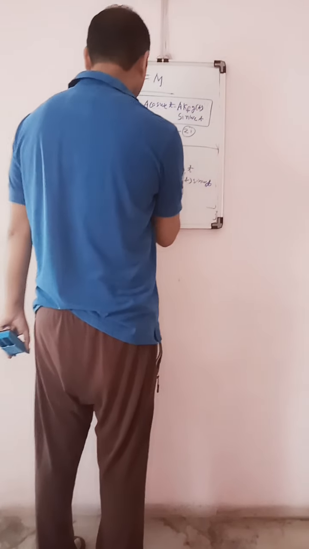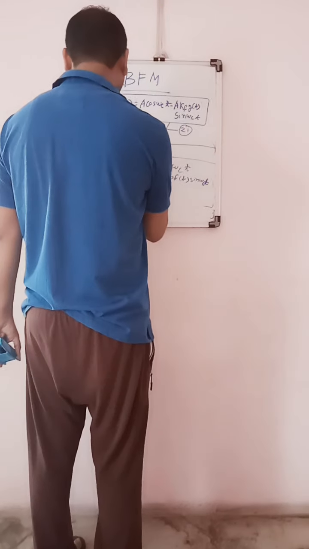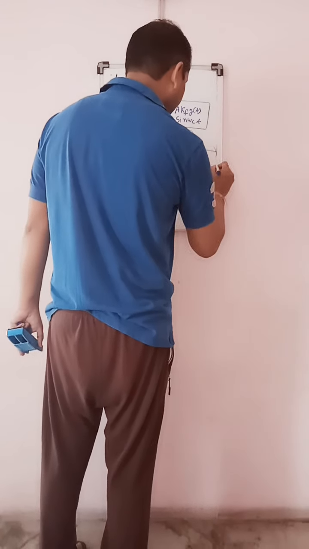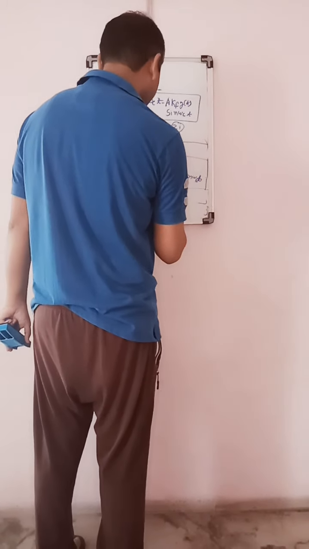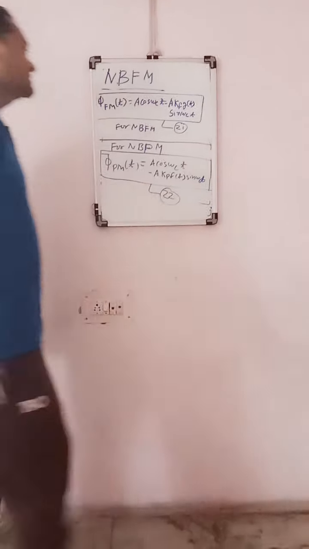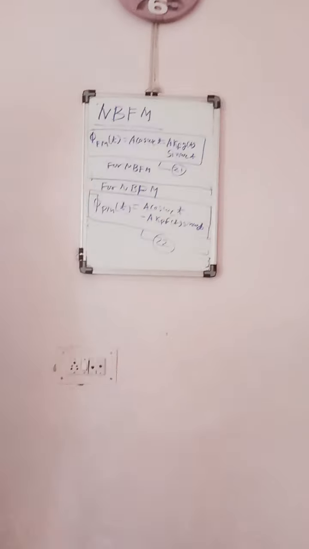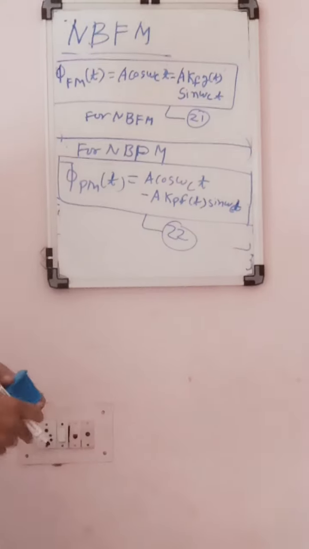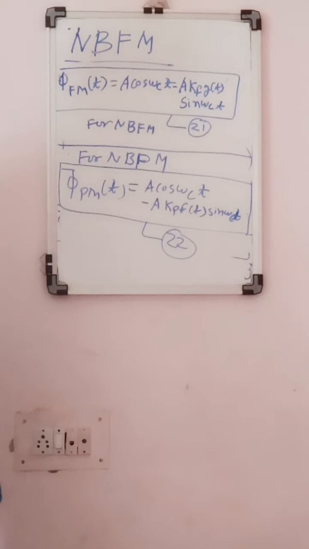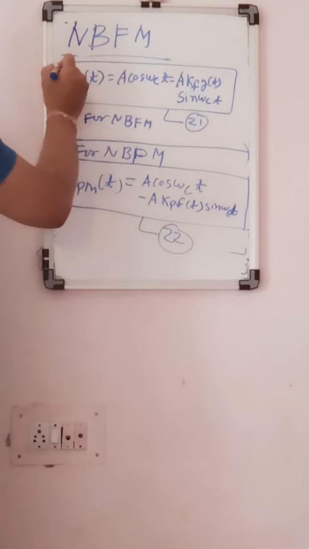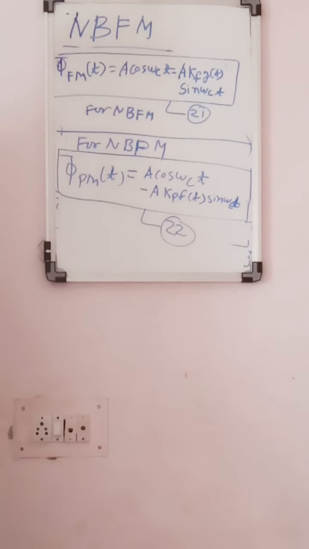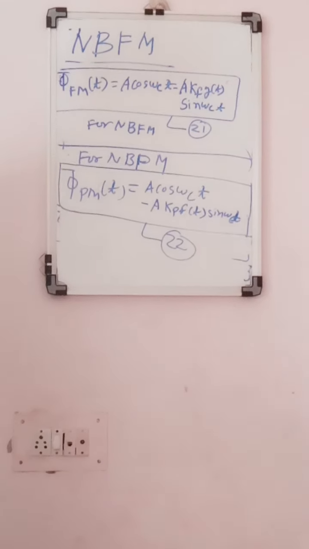This equation number 22 will represent the expression for the NBPM. So what we have discussed is how we can find the expression for the narrowband phase modulation. And it comes out to be phi bar PM(t) is equal to A cos omega_c t minus A k_p g(t) sine omega_c t.